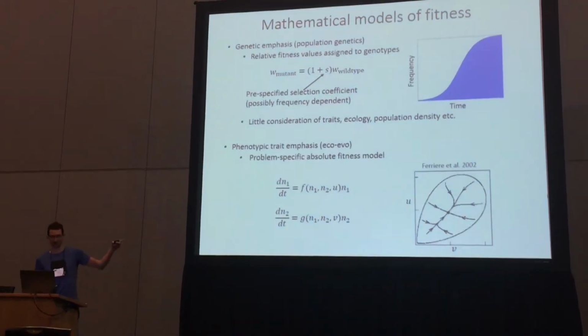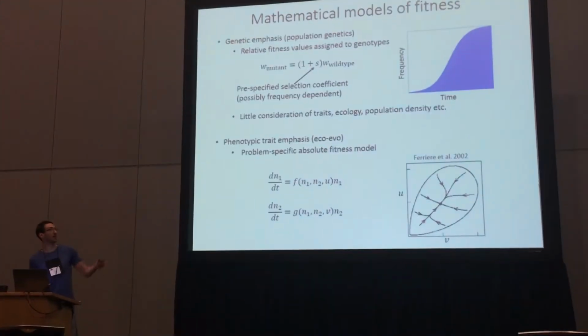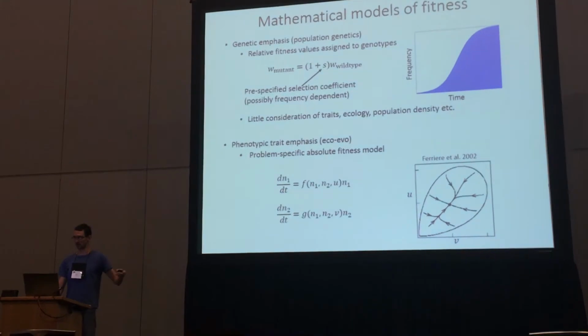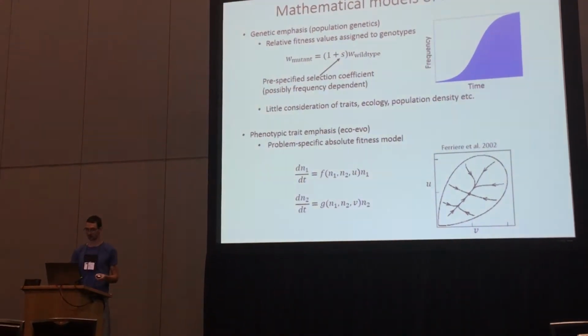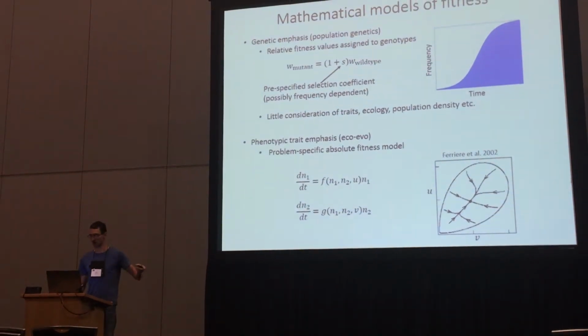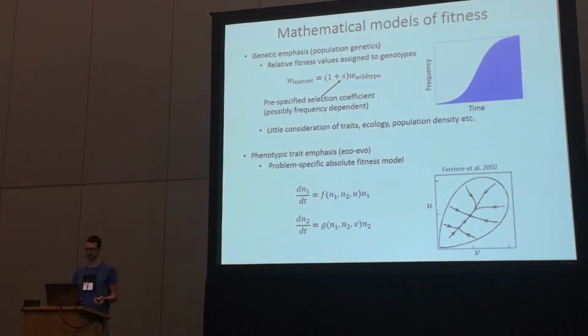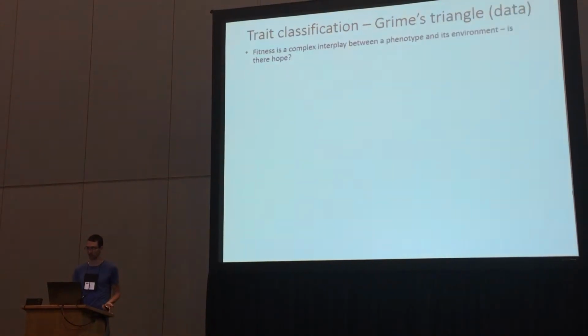They both have big disadvantages in that this is very abstract, whereas this is too specific. So we're hoping to find a middle ground where you account for important things like population density, but you're not restricted to particular scenarios.